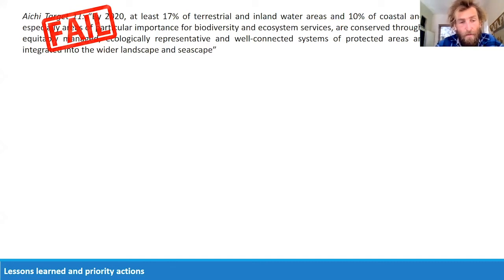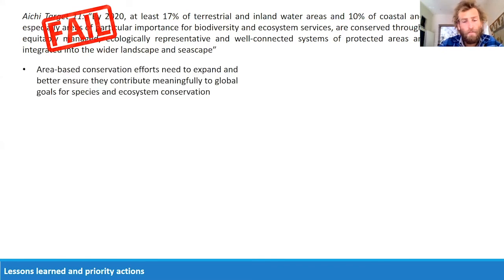And over 78% of known threatened species and more than half of all ecosystems on land and sea remain without adequate protection. So they're all things that point to a failure to reach this target, if we want to be blunt about it. We've got two lessons that emerged. The first of which is that nations need to expand area-based conservation efforts, and they need to better ensure that they contribute meaningfully to global goals for species and ecosystem conservation.